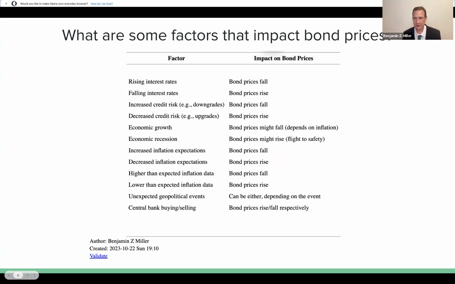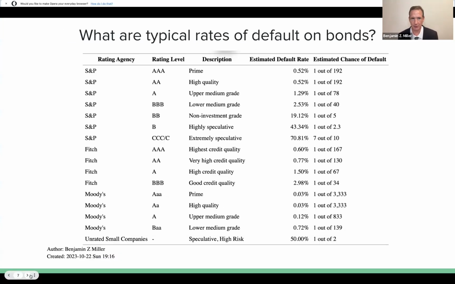There's a lot of factors that impact bond prices. Interest rates are the first one, and that's the one that most people are aware of, but bond prices are affected by credit risk. That could be credit risk for a corporation, or it could be for a government. Economic growth can impact bond prices. And then, of course, actions of the central bank when they buy or sell can also impact bond prices.